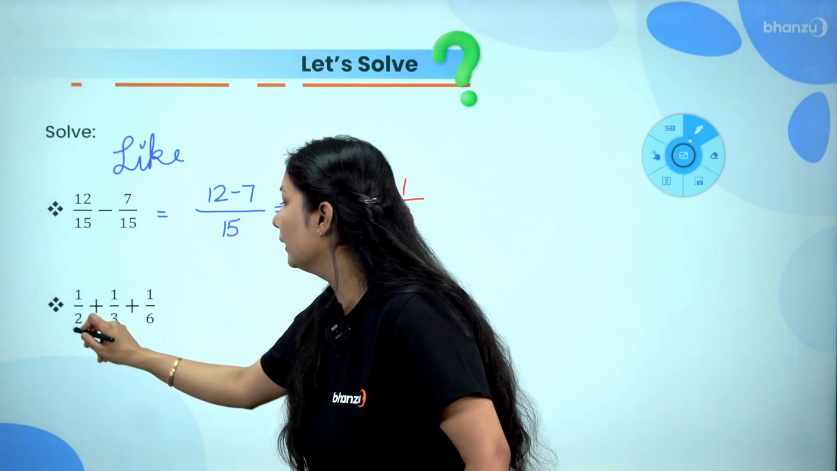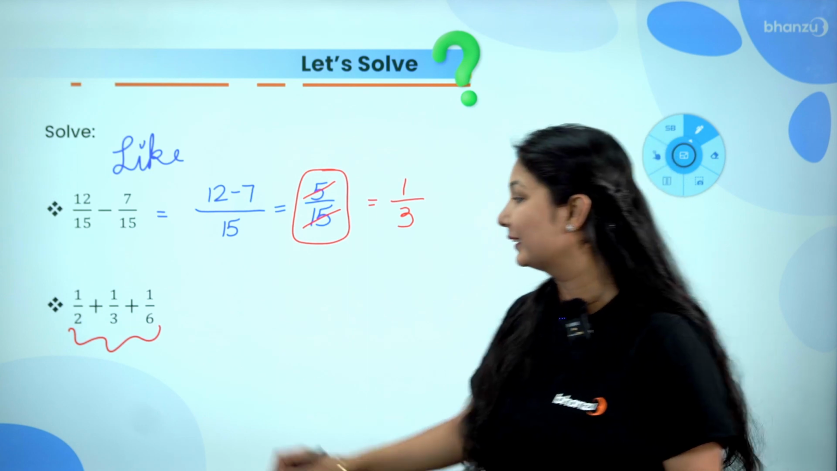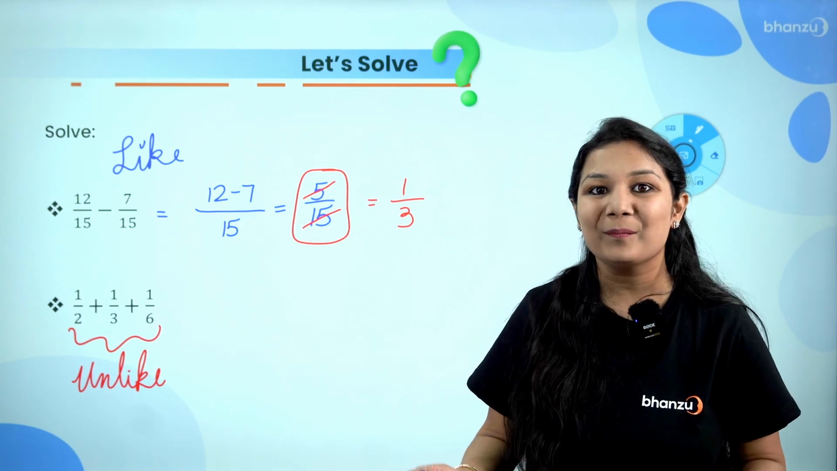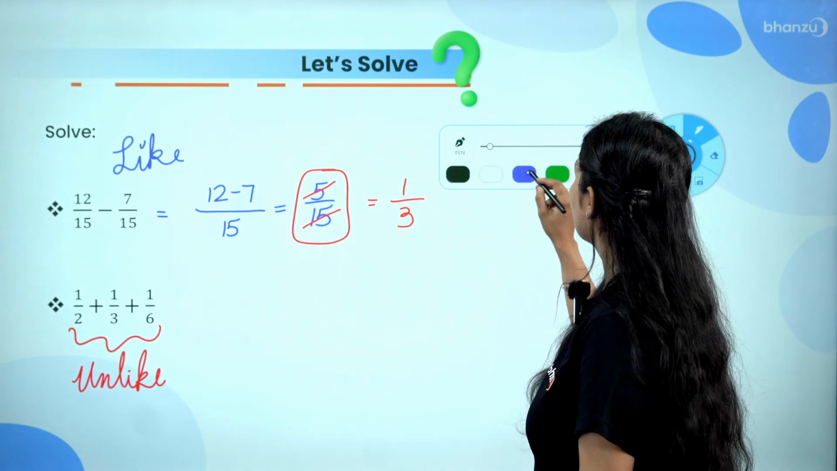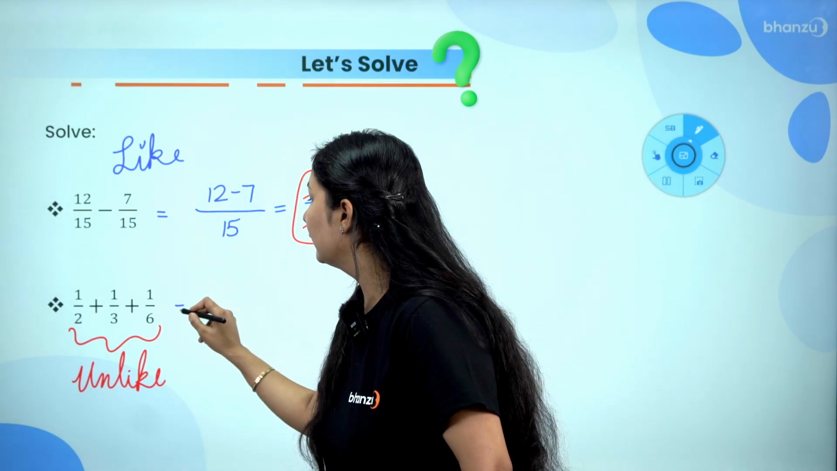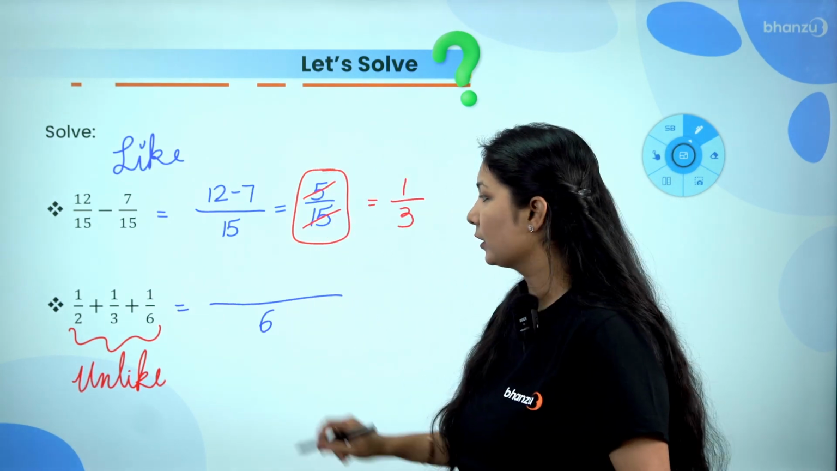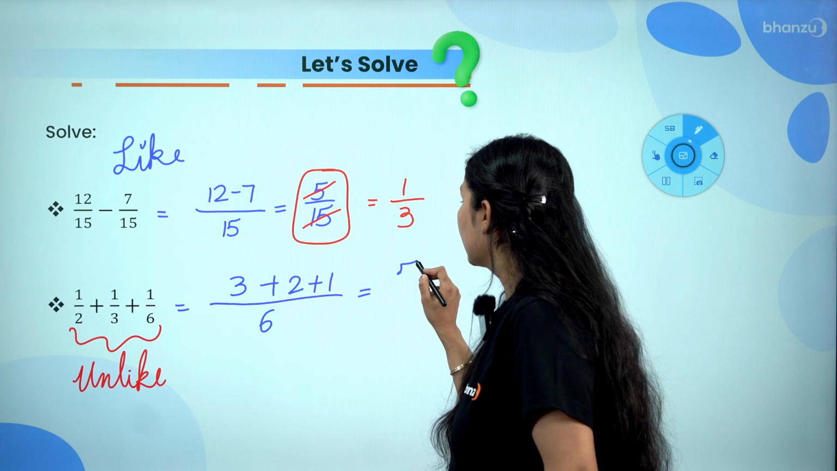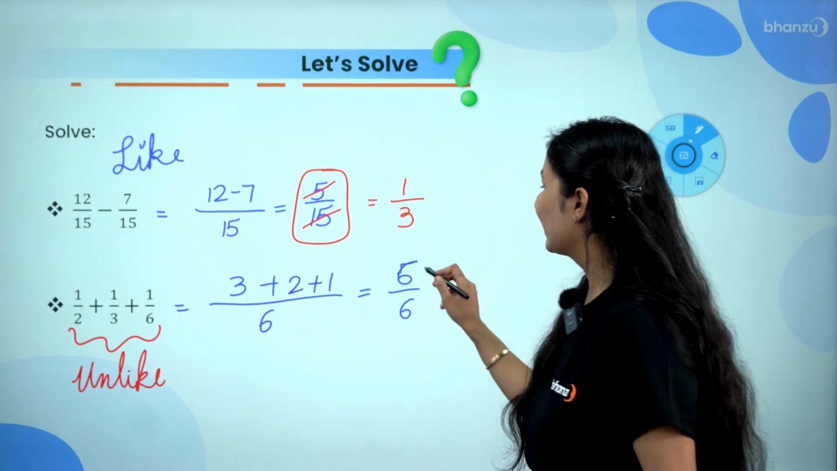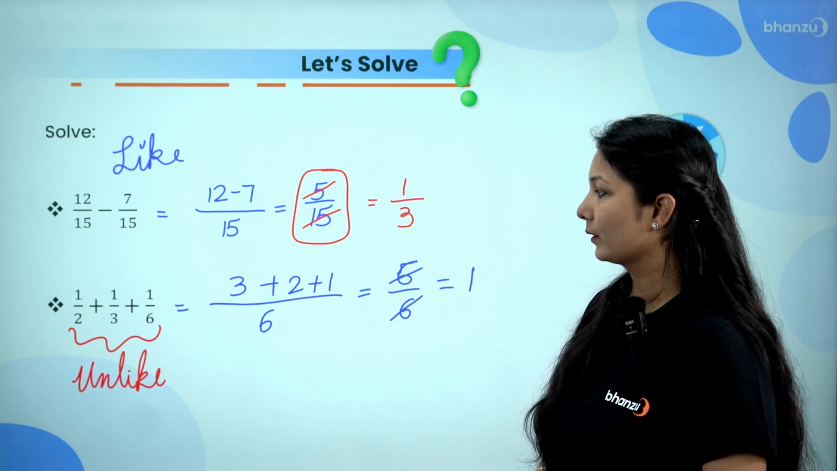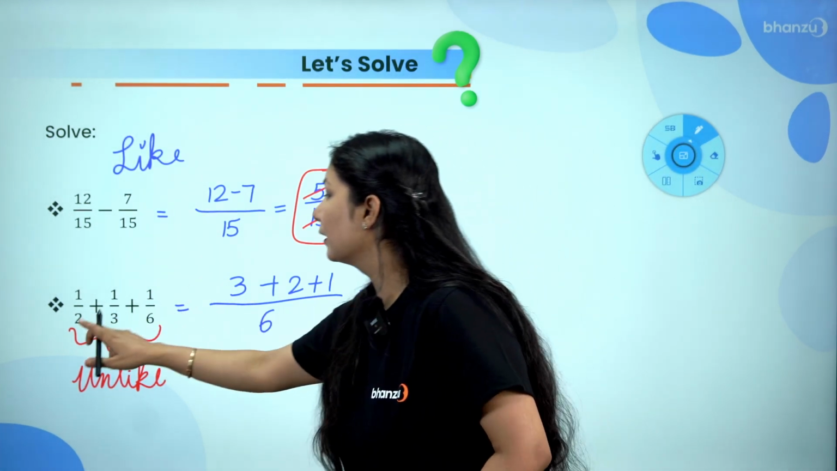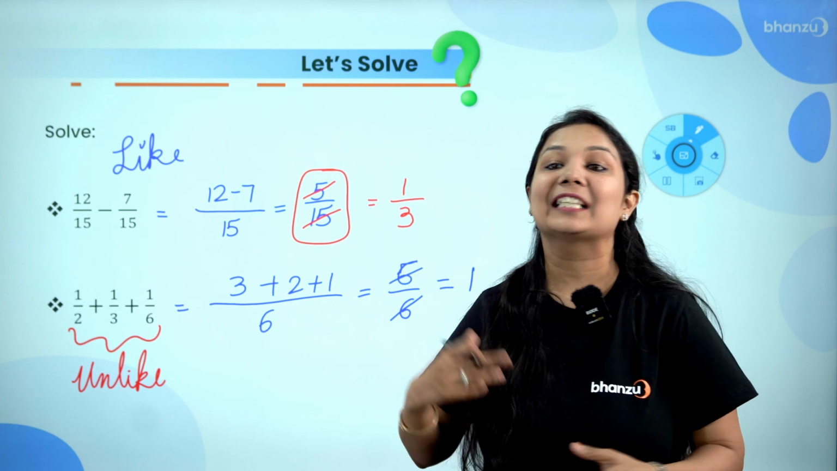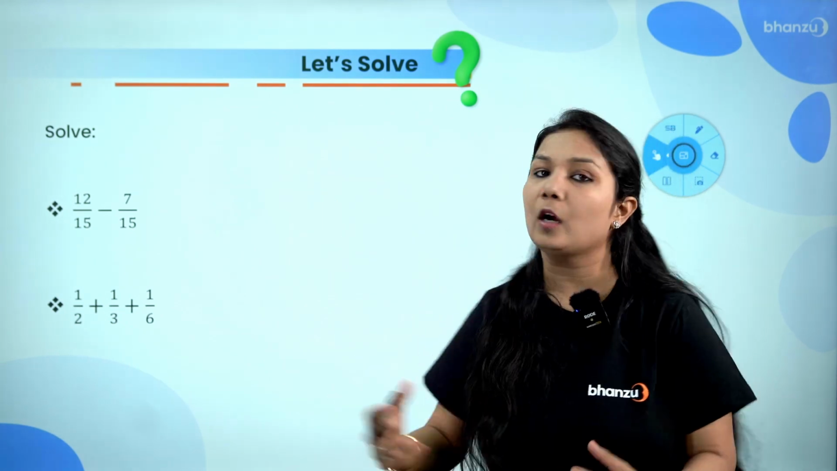Let's see one more. Over here the denominators are not the same. That means they are unlike fractions. So what to do now? Make the denominators same, right? So what will you do? We will take the LCM as 6. So first one you will get 3, then 2, then 1. So you will get 6 upon 6, right? Which is equal to 1. How did we do it? We have taken the LCM over here, right? So this is how we solve our questions for this particular topic.